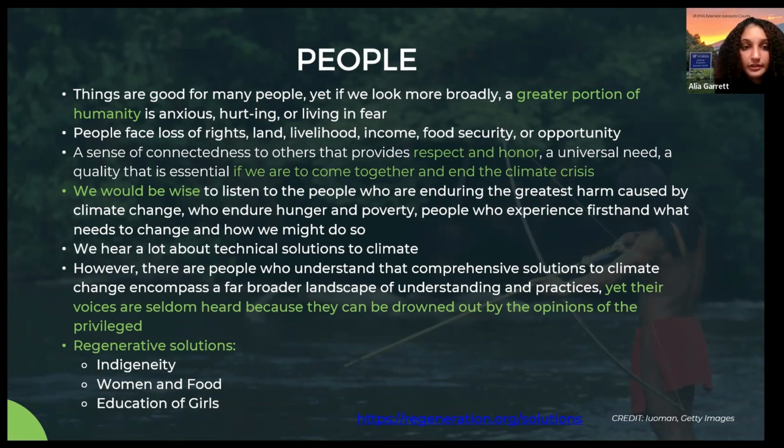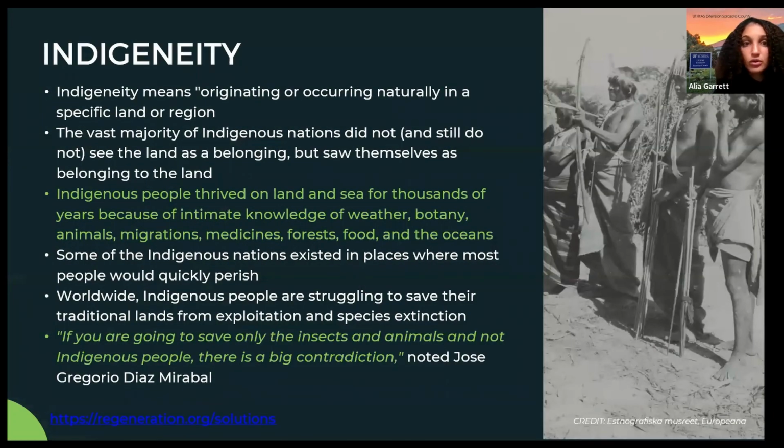So regenerative solutions that are mentioned are indigenous women in food and education of girls. So indigenous means originating or occurring naturally in a specific land or region. The vast majority of indigenous nations did not and still do not see the land as belonging, but saw themselves as belonging to the land. So indigenous people thrived on the land and sea for thousands of years because of intimate knowledge of the weather, botany, animals, migrations, medicines, forests, food, and the oceans. Some indigenous nations existed in places that most people would die very quickly.